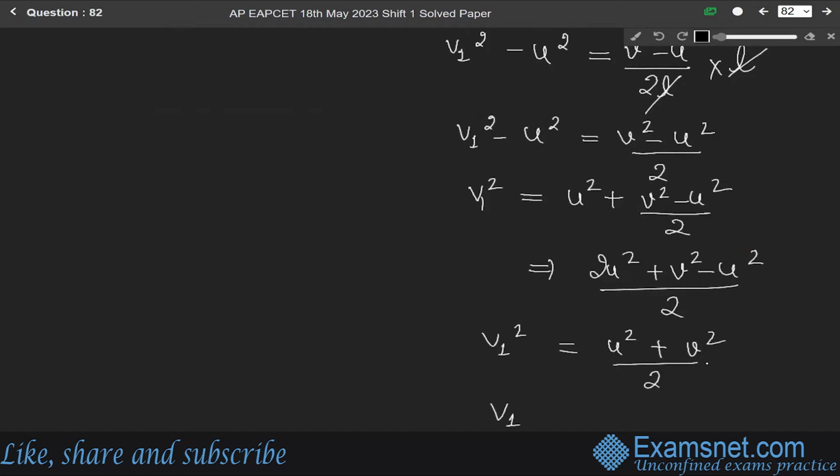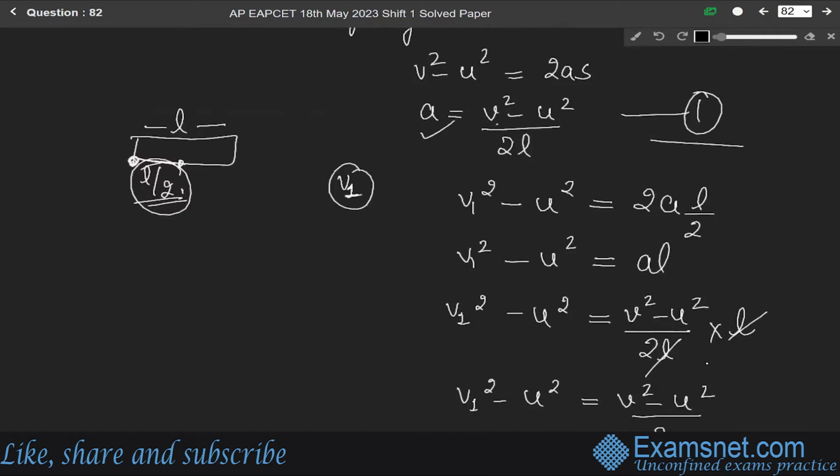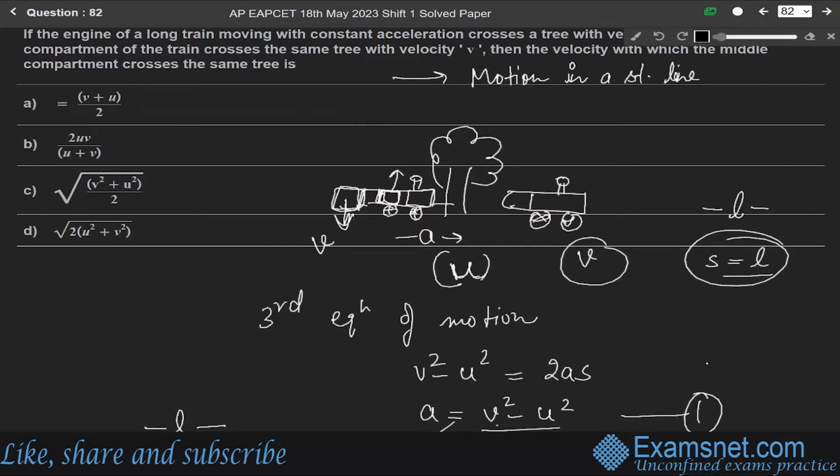It means the velocity of the middle compartment when it passes through the tree is under root of V square plus U square over 2. So this is our final answer. So among these four options, option C, that is under root of V square plus U square over 2, is the correct answer. Okay.